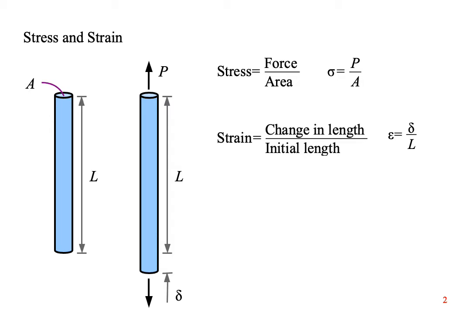When we pull hard, the piece of metal will stretch. The change in length is lowercase Greek letter delta. The strain in the piece of metal is the change in length divided by the initial length. Units cancel, so strain is unitless. Sometimes you will see strain reported in percent. The symbol for strain is lowercase Greek letter epsilon.